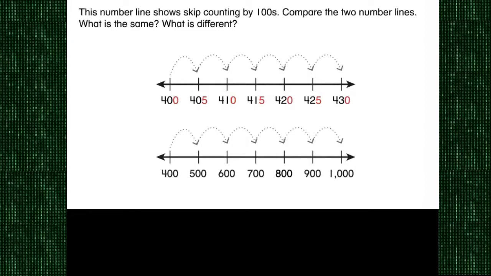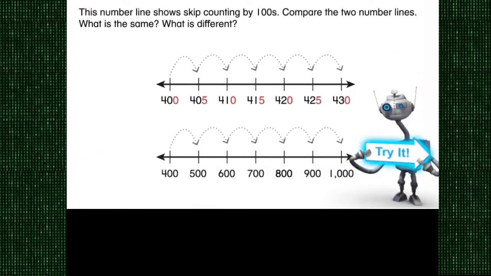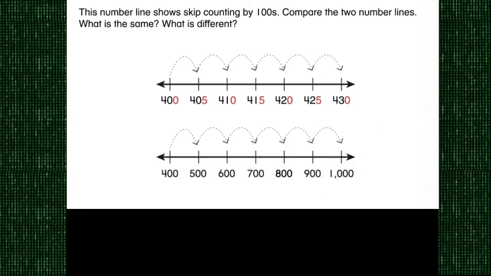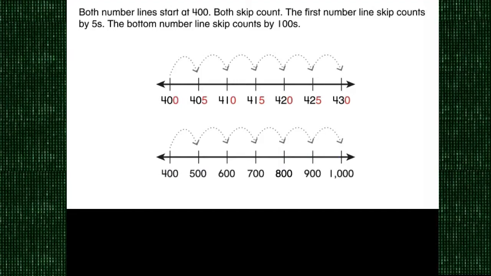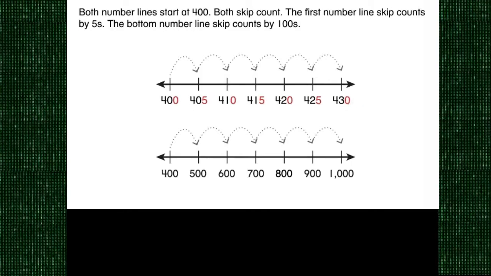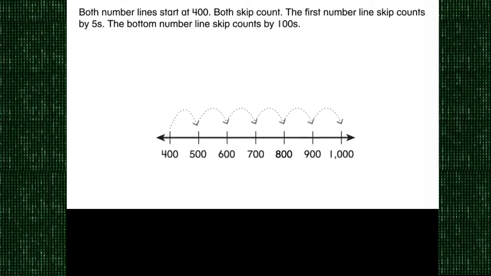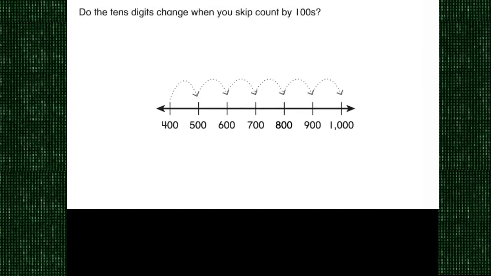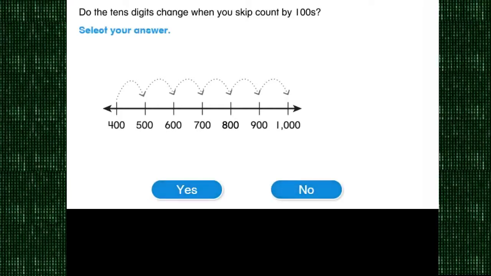This number line shows skip counting by hundreds. Compare the two number lines. What is the same? What is different? Both number lines start at 400. Both skip count. The first number line skip counts by fives. The bottom number line skip counts by hundreds. Do the tens digits change when you skip count by hundreds? Select your answer.